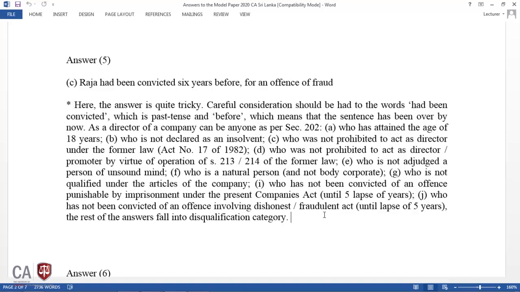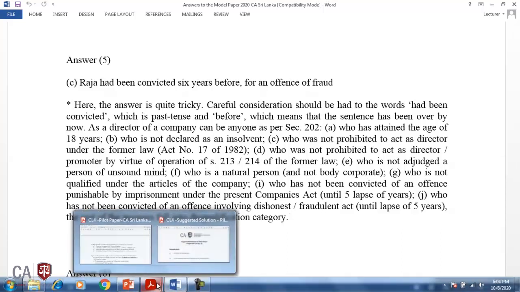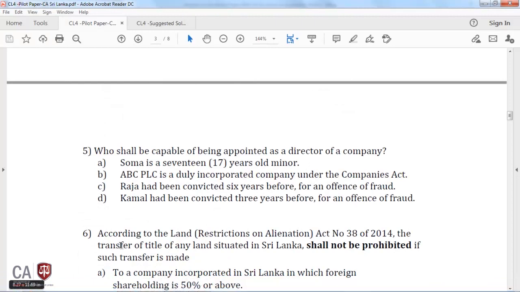And therefore, when we go back to the question, who shall be capable of being appointed as a director of a company, having what we discussed just now in mind. Now what they are asking here is, who shall be capable of being appointed. In the first one it says Soma is a 17-year-old minor. Can Soma be appointed a director? No, because Soma is only 17 years and still a minor, not having attained the age of 18.